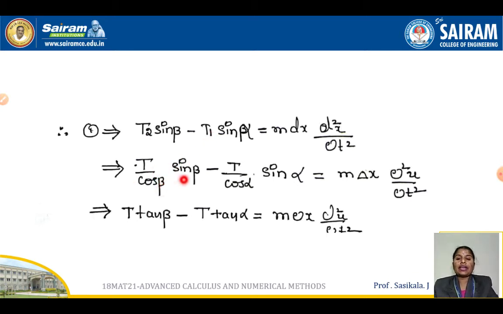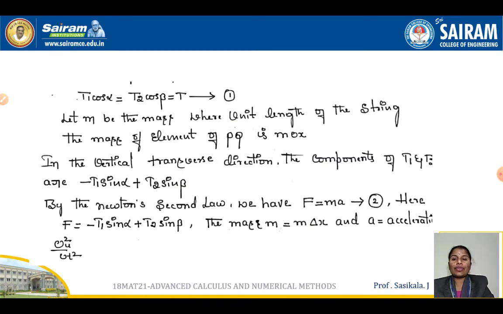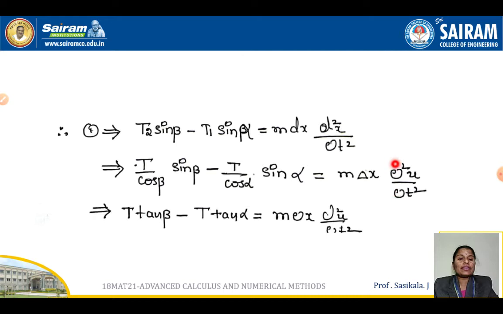So I'll get T by cos beta into sin beta minus T by cos alpha into sin alpha, which is equal to m delta x into d squared u by dt squared. Now you can convert in terms of your tension T, with the acceleration. Now T into sin beta by cos beta will be tan beta, as we know, and minus sin alpha by cos alpha will be tan alpha, which is equal to m delta x dou squared u by dou t squared.